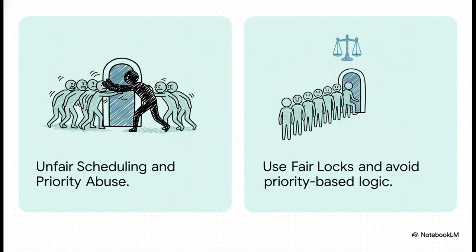So the way you fight this is by enforcing fairness right in your design. For example, in Java, you can use something called a fair lock. All this does is grant access to threads in the exact order that they asked for it. Strictly first come, first served. It's basically like setting up a proper digital queue that prevents anyone from cutting in line.